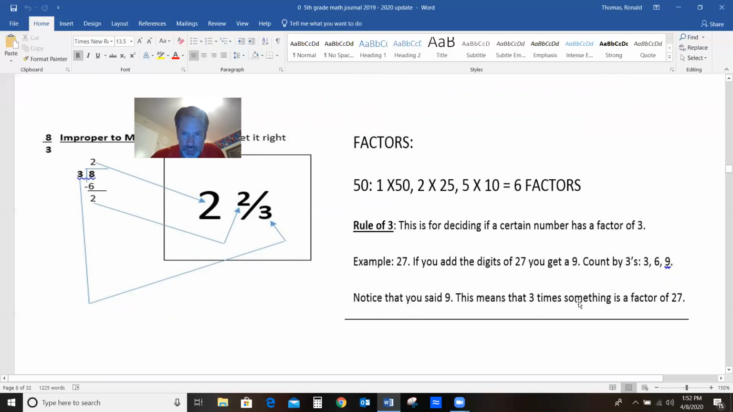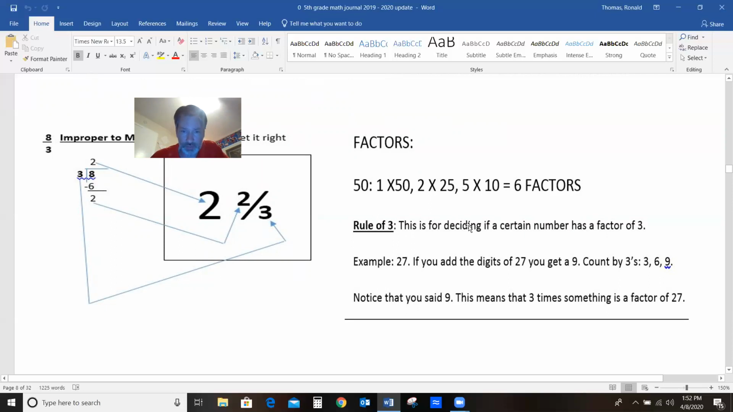So notice, look right here, that you said 9. This means that 3 times something is a factor of 27. So you know a 3 will go into 27 by this trick. This is a trick. Remember that. It's a way of knowing if a 3 will fit into it. And if the 3 fits, oftentimes a 6 will too. Not always, but often it will. You should try 6 also.